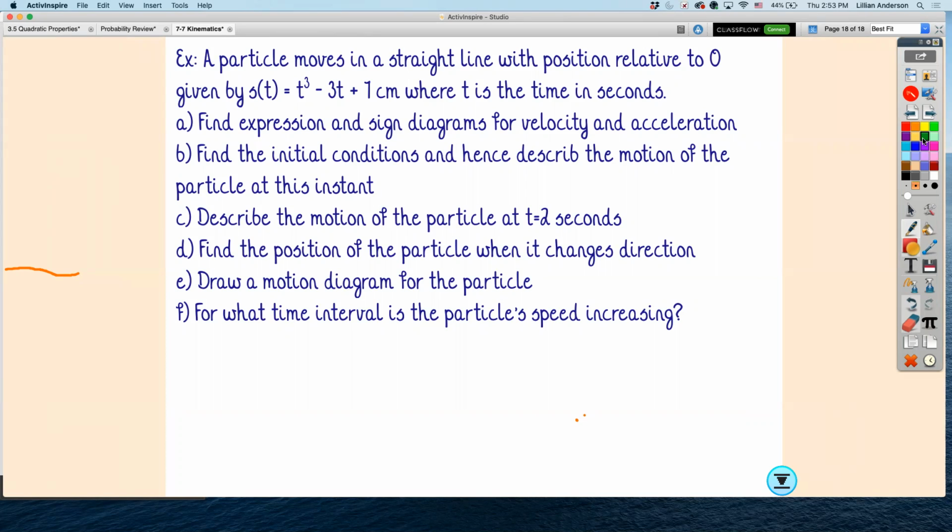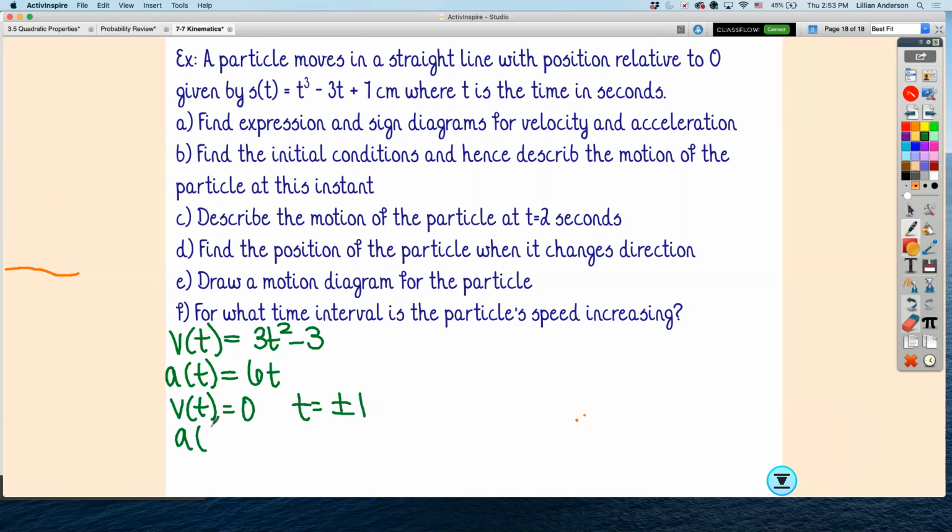So I need to find velocity. What's the velocity function? 3t squared. And what's the acceleration function? 6t. There we go. We need to find our sign diagrams, which means I need to set both of these equal to 0. So when the velocity is equal to 0, t is going to equal what? Plus or minus 1. Very good. And when acceleration is equal to 0, t is equal to what? Is equal to 0. Okay, so for our sign diagrams, for velocity we have 0 and 1, and then for acceleration we'll just have 0.